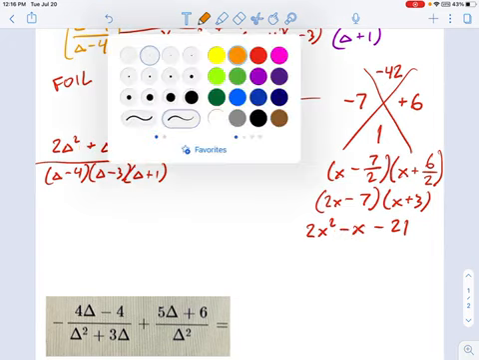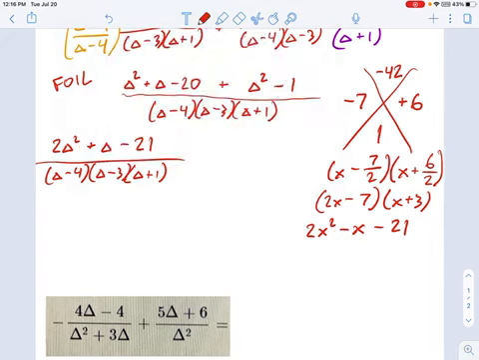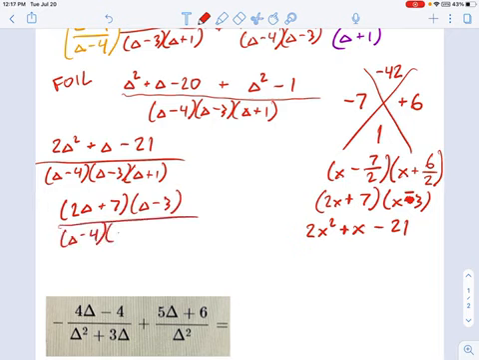So here's the quick fix. If you're off by just a single negative sign, the fix is easy. Change the signs inside the parentheses. Okay, 2x plus 7 and x minus 3. That will take care of it. Okay, now let's come back over here and put our factored form back in this equation. 2 delta plus 7 and delta minus 3 divided by delta minus 4 and delta minus 3 and delta plus 1.